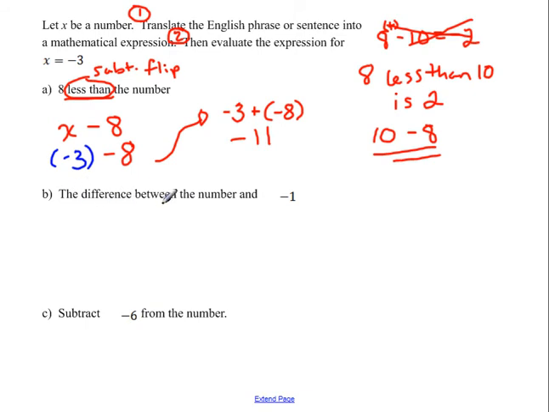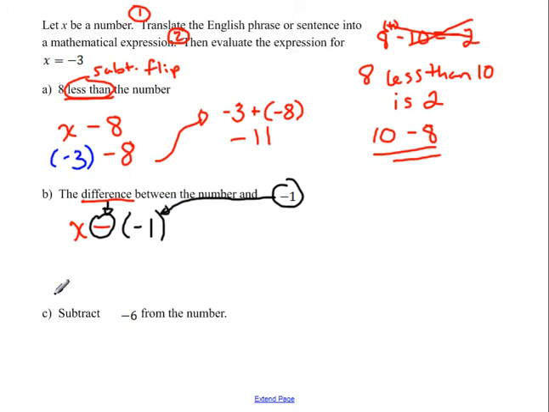The next problem, the difference between the number and -1. So now the keyword we're dealing with here is the difference. The difference is just to subtract in the order the information's given to us. The difference between the number and -1 would just be the number x and -1. So here, this subtraction sign is my difference. And here's my -1, okay? So the difference, that's this negative here, and that -1 also needs a negative to go in right there.